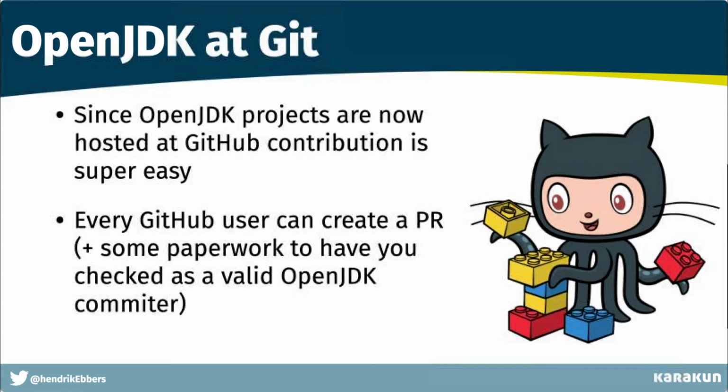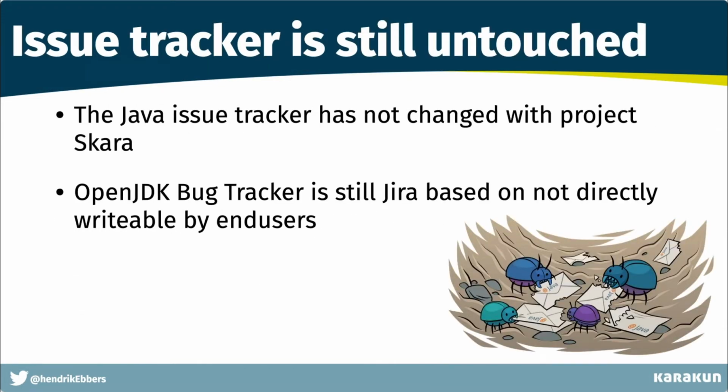Sadly, there are still some points that need much more love to get into a state where it can easily compare to other really good open source projects. One thing where I see a big problem, from my point of view, is the issue tracker. I assume you've never tried to open a bug for the OpenJDK, because that is not easy. You cannot just go to GitHub and open a bug.